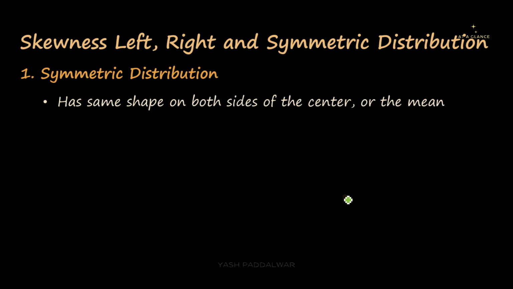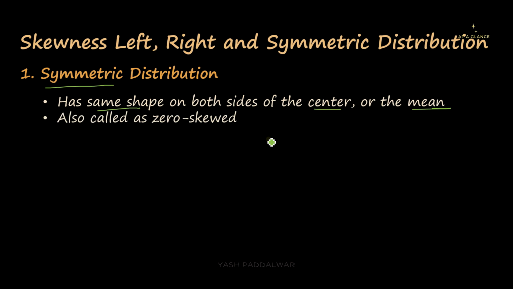So here you can say that a symmetric distribution has the same shape on both sides of the center, or rather the mean. We have already seen how to calculate the measures of central tendency. One of the measures of central tendency is the mean. So whenever we plot the distribution and mark the mean of that distribution, taking that mean as a center point, if we have the same shape on both sides of the mean, for example the left and the right, then in that case it is called a symmetric distribution. It is also called a zero skewed distribution.